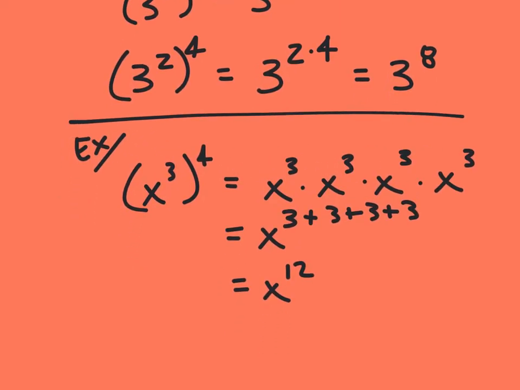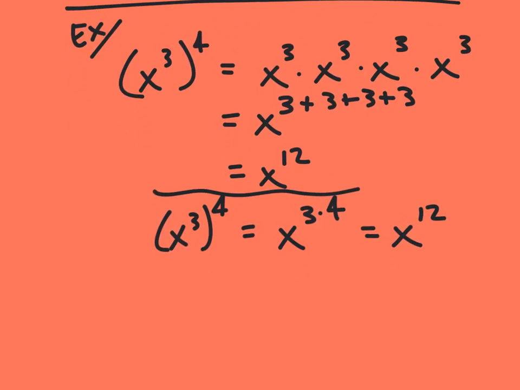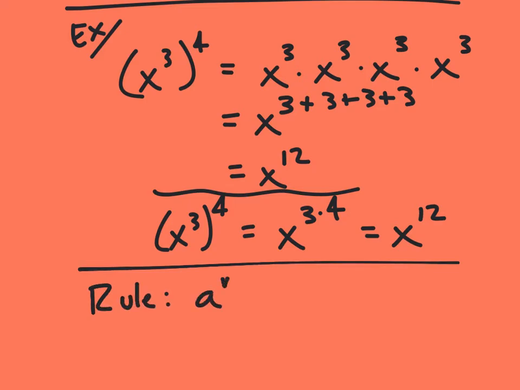All right, but we could do it in a quick way. We could say that if you have x cubed raised to the 4th power, then you can just rewrite that as x to the 3 times 4 power, which gives you x to the 12th. Okay? So this brings us to our rule. So our rule that we can write for this is that if I have, say, a to the nth power, and I raise that to the mth power, then I can write that as a to the n times m power. And that's my rule for power.